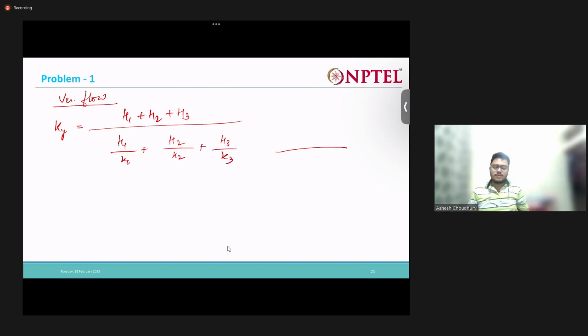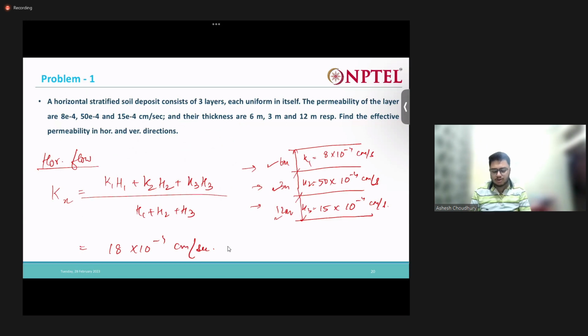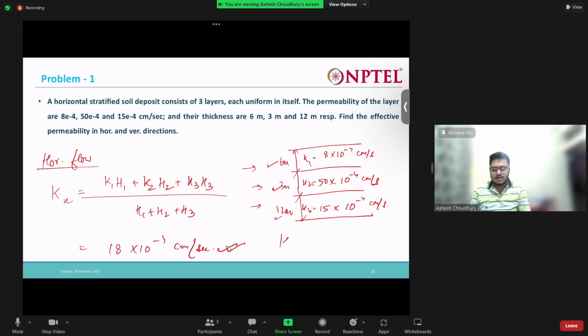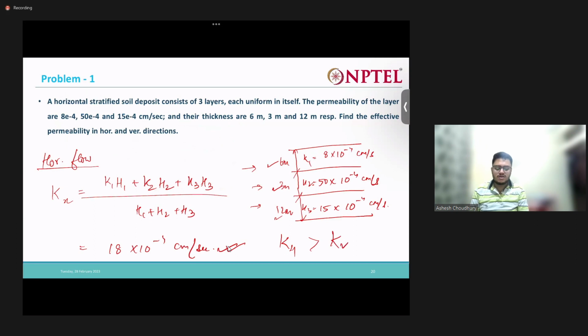So we already determined it. If we just put the values here, we will find the equivalent vertical hydraulic conductivity as 13.04 × 10^-4 cm per second. One important thing to note here is that the horizontal hydraulic conductivity, kh, is always greater than the equivalent hydraulic conductivity in the vertical direction. So my equivalent hydraulic conductivity in the horizontal direction is always greater than the equivalent hydraulic conductivity in the vertical direction.